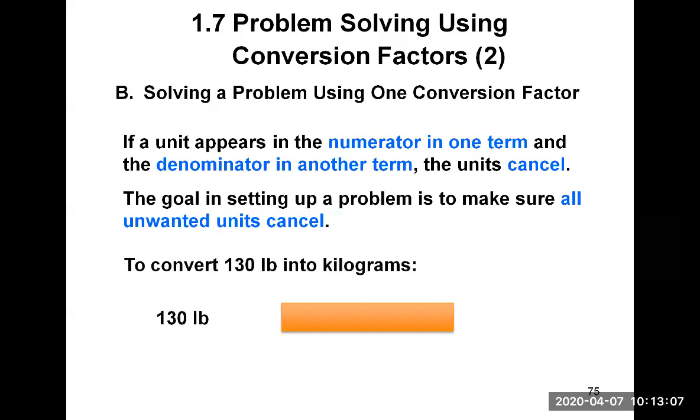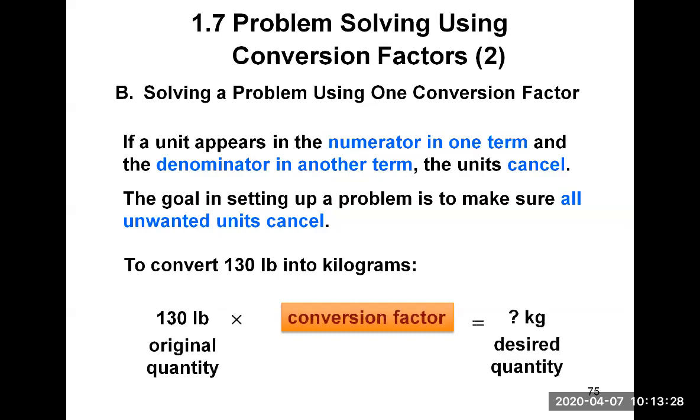So let's look at an example. If we want to convert 130 pounds into kilograms, our desired unit is kilograms, and our given, starting unit is pounds. We will need to find a conversion factor that converts pounds into kilograms. If you find an equality that relates pounds to kilograms, then you need only that one conversion factor to change 130 pounds into kilograms.